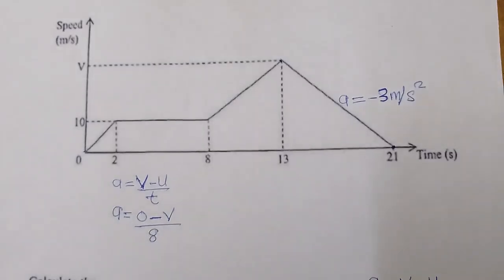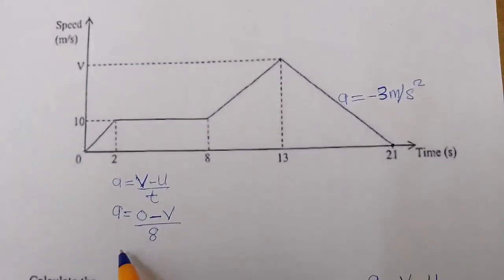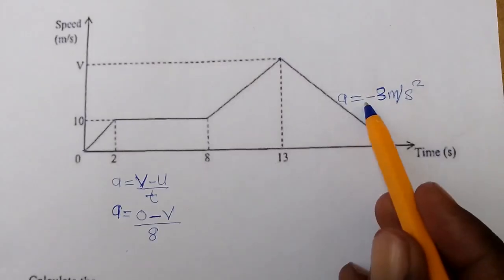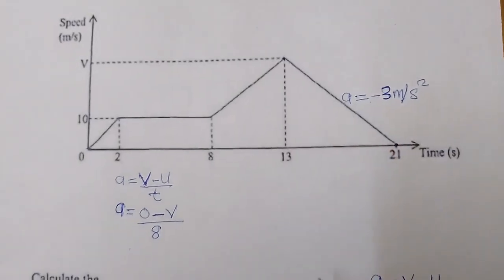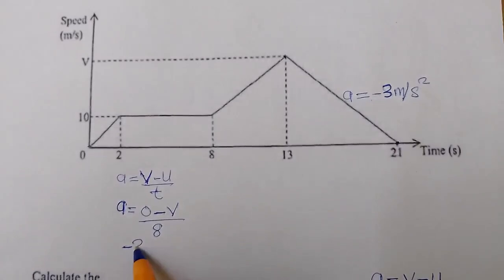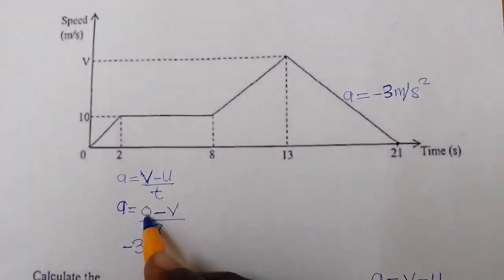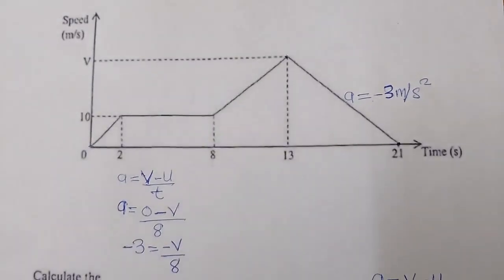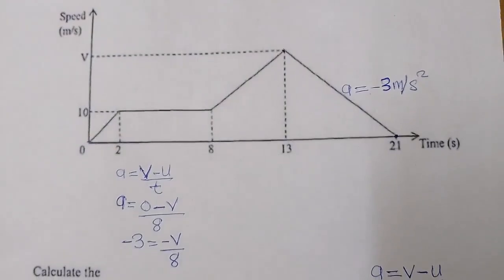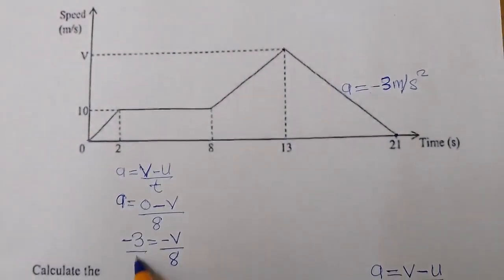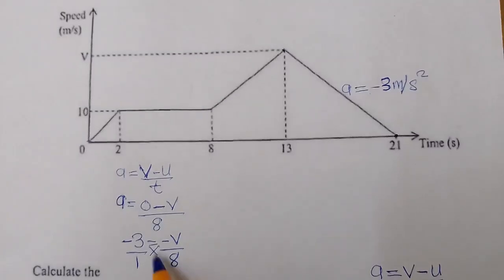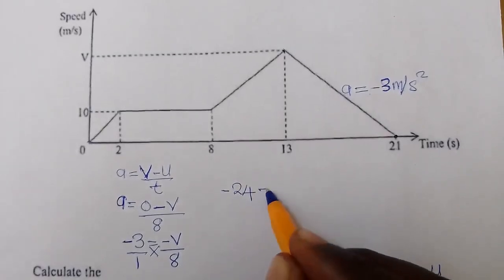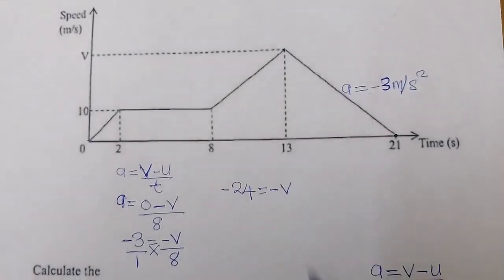Have you seen? Where you are going to say acceleration, what is acceleration? Negative. It was retardating. So you put negative what? Negative 3, which is equal to 0 minus V, it is negative V, over 8, like this. So where you put 1 here, then you cross multiply. So negative 3 times 8 is negative 24, which is equal to negative V.